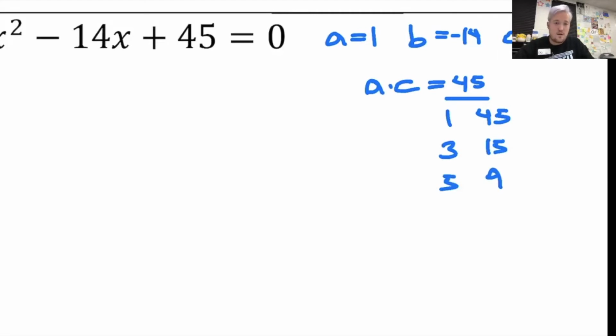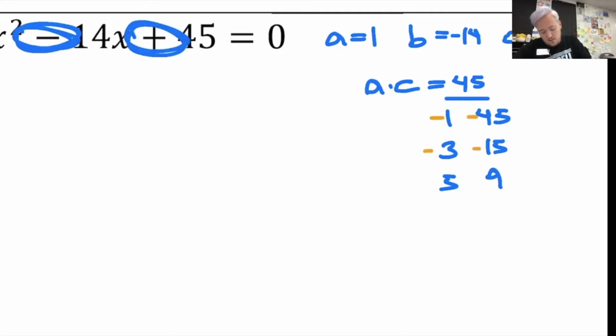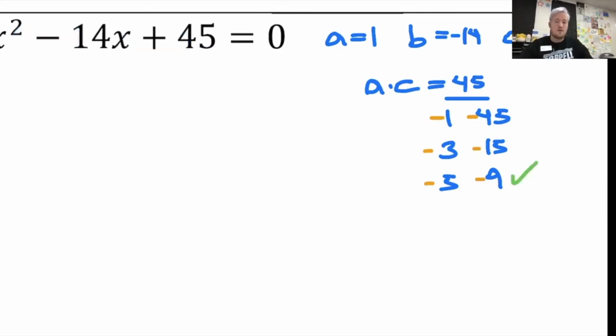So keep in mind, because they add up to a negative, but they multiply to a positive, what that tells you is they all have to be the same sign, and they're all going to be negative. So because of that, the factors we want are -5 and -9. All right, now here's another thing.